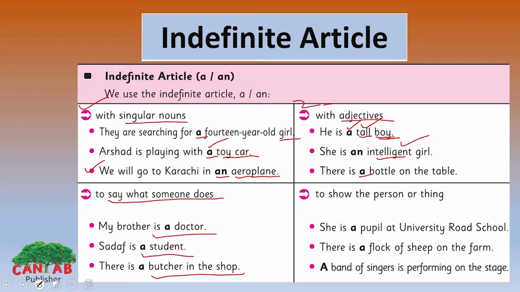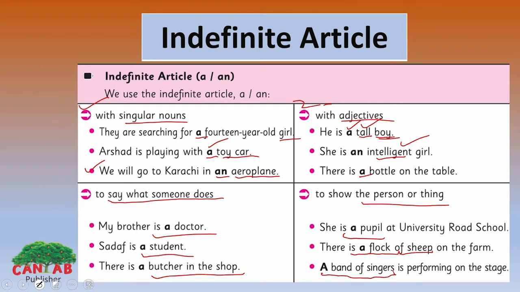Look at the fourth usage. To show a person or thing. For example, she is a pupil at University Road School. There is a flock of sheep on the farm. A band of singers is performing on the stage.